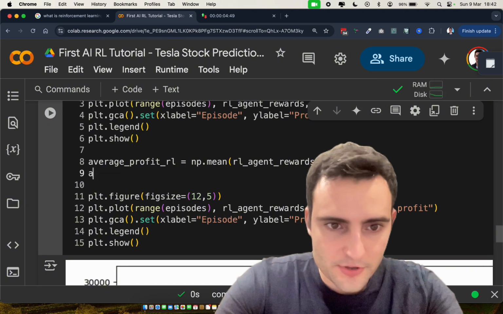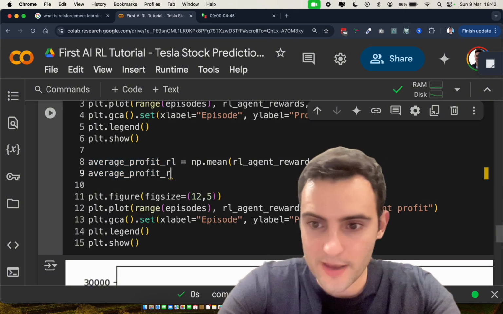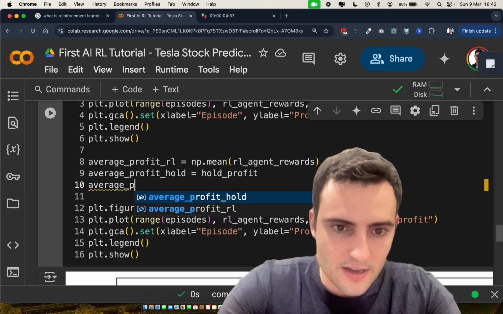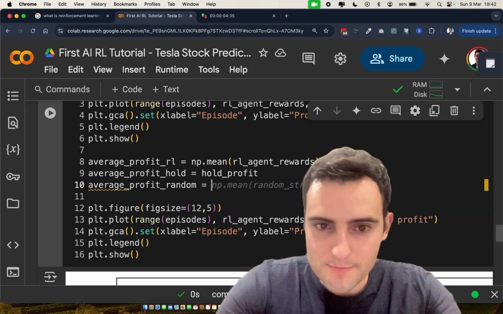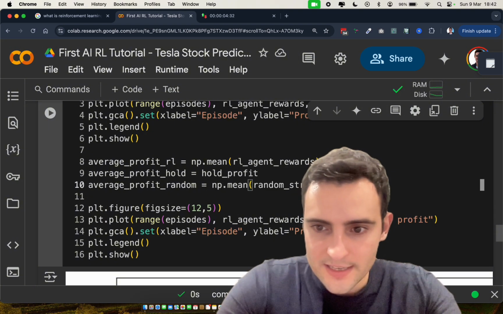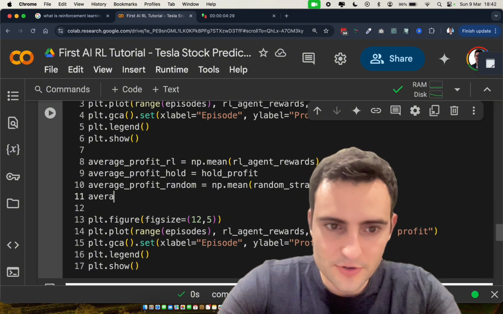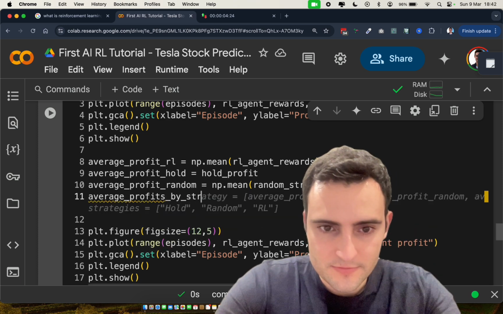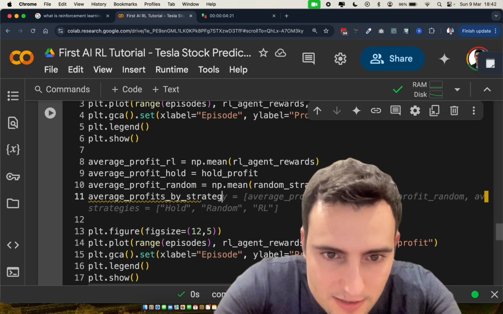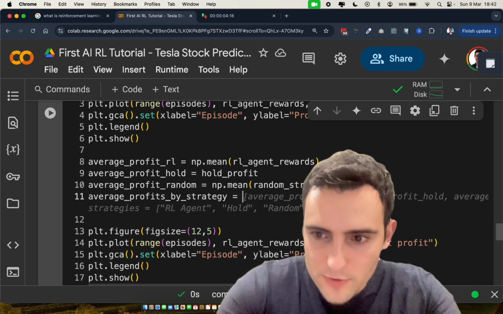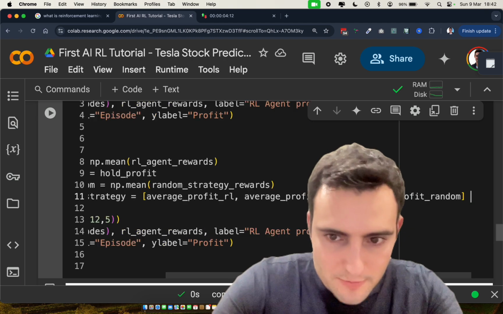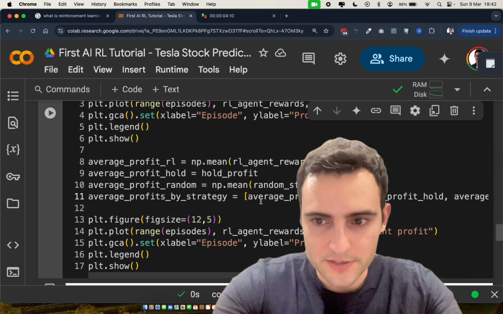Next, the average profit for the holding strategy, meaning we buy and don't let go, is just equal to the holding profit. And the average profit of doing the random strategy is the mean of the random strategy rewards here. And last but not least, the average profits by strategy equals square brackets, all of these ones together. So there it's basically auto-completed, but those are all of the possible different strategies.